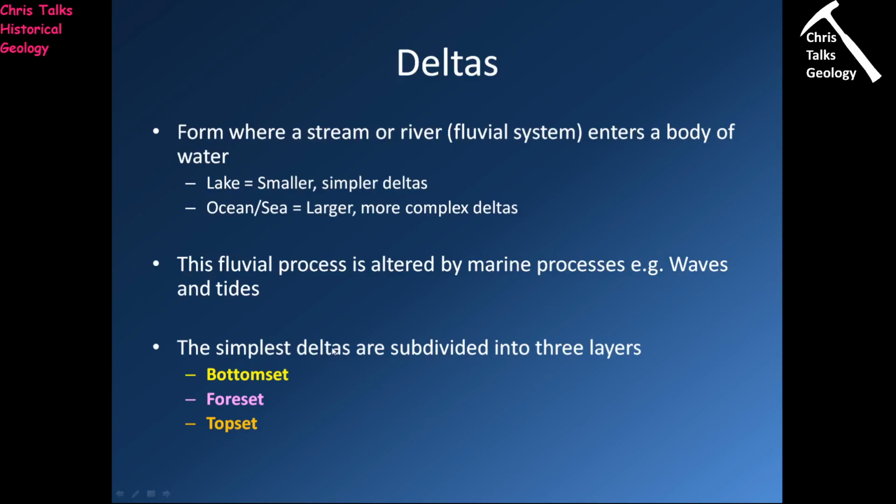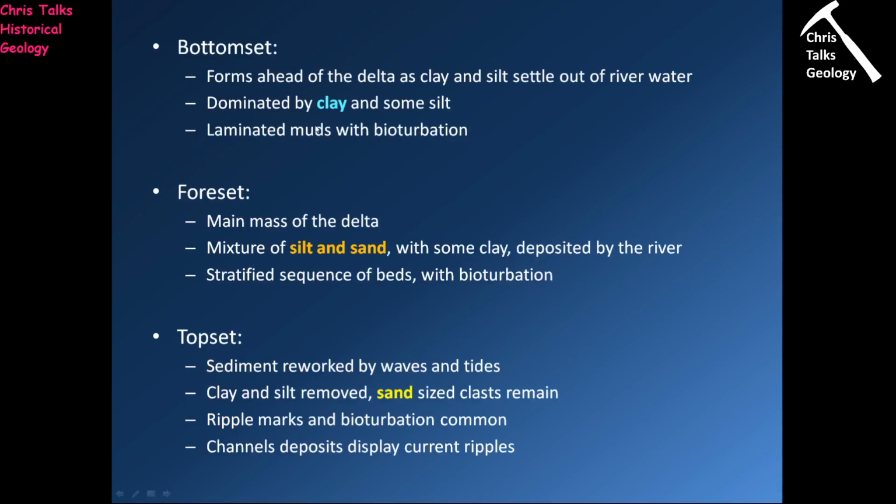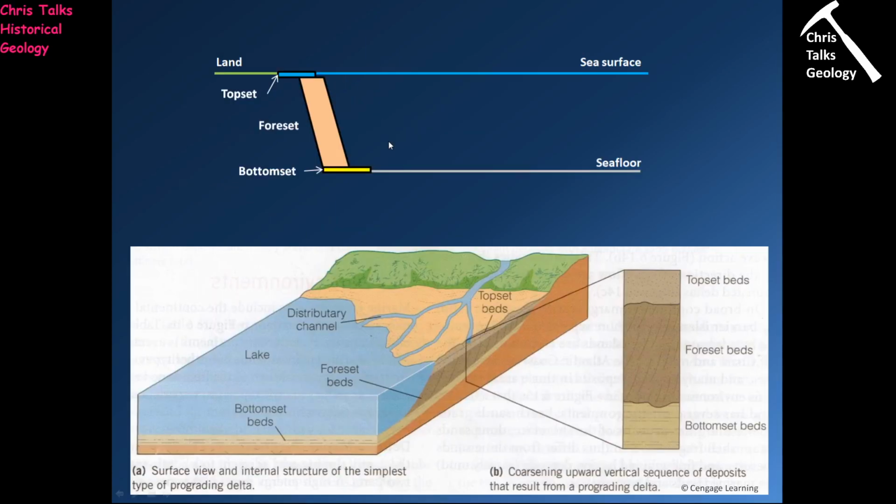So your deltas will be affected by a mixture of different processes, of which waves and tides are arguably the most important. So simple deltas are subdivided into three main layers: the bottom set, the foreset, and the top set. So the bottom set forms ahead of the delta. So if I just skip to the next slide, here's our imagined situation. So here's our land, and here's our delta.